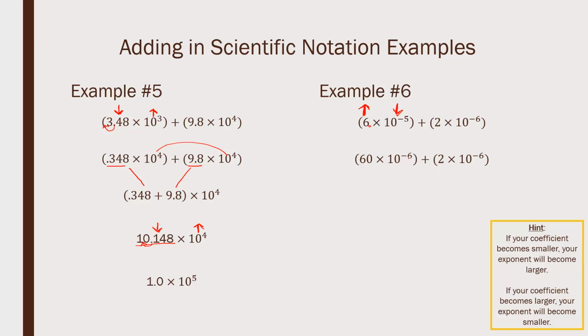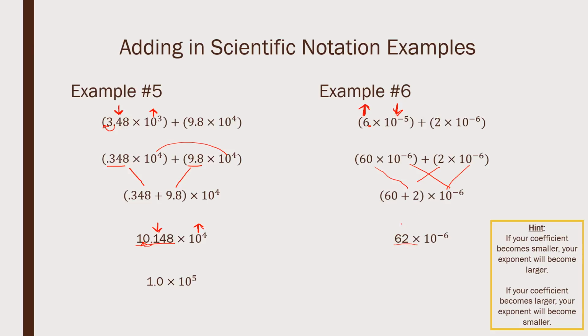Now it's very nice right now because these two exponents are the same. So now all I have to do is combine my coefficients together, and our powers of 10 just stay 10 to the negative 6. So 60 plus 2 is 62. But again, this is non-scientific notation.